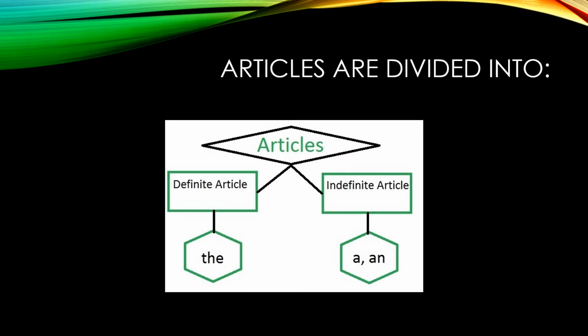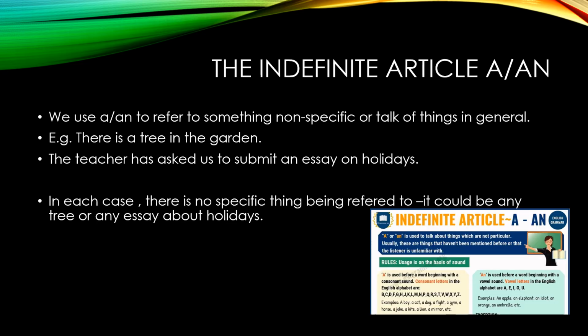Articles are divided into two. They are definite articles and indefinite articles. The indefinite articles a and an are used to refer to something non-specific or to talk of things in general. For example, there is a tree in the garden. We can talk of any tree that is there in the garden.